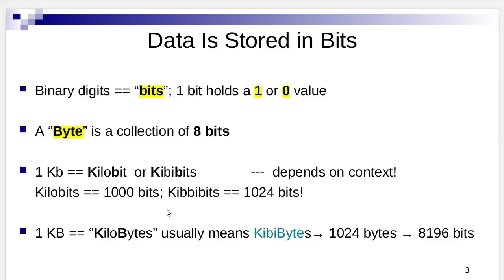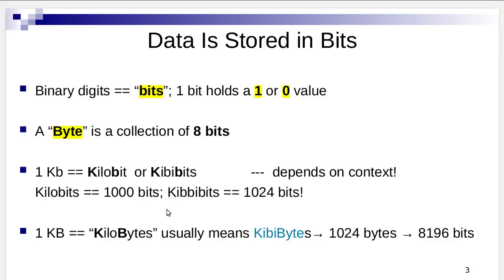Okay, we saw that data is stored in bits. The word bit comes from the two words binary digits, and binary digits is abbreviated to bits. A single bit holds either a 1 or a 0, and we hear the term byte a lot more, and a byte is a collection of 8 bits.